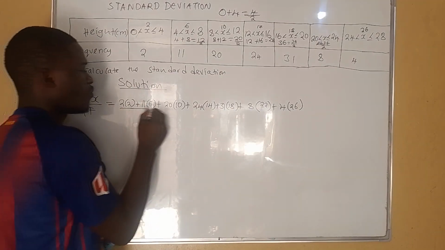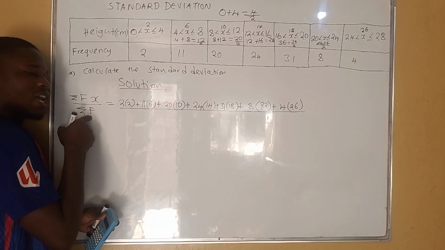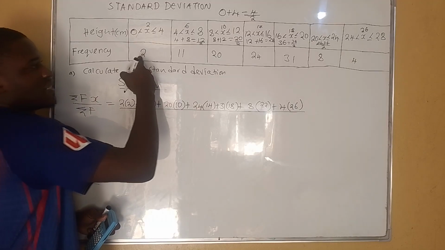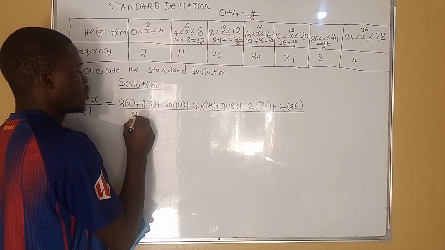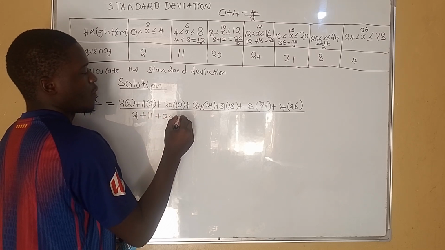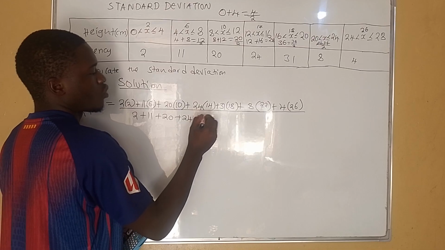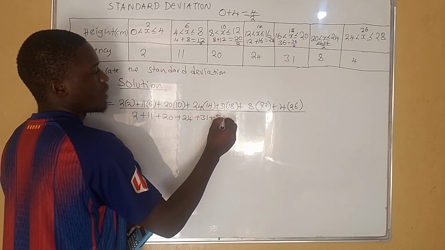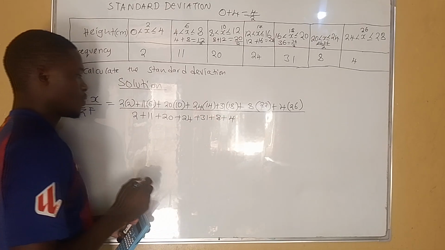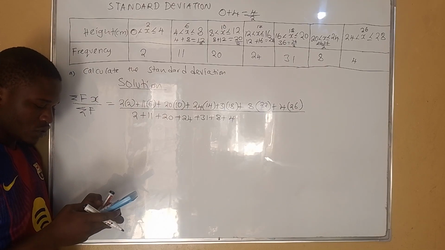Now we say over the sum of what? F. F is the frequency. So you add the sum, you add everything that you have. You have 2 plus 11 plus 20 plus 24 plus 31 plus 8 plus 4. Okay? So I'm going to calculate what I have there on top.